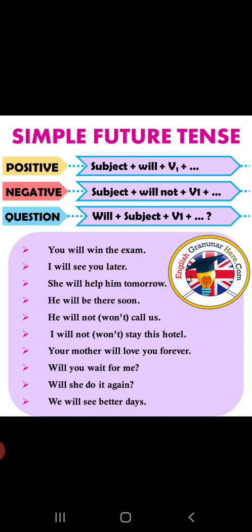Have a look at these examples. You will win the exam. Okay. I will see you later. She will help him tomorrow. Guys, see the interrogative sentence examples. Will you wait for me? Will she do it again? Okay. Have a look at the negative example. I will not, or we can say won't, stay at this hotel.